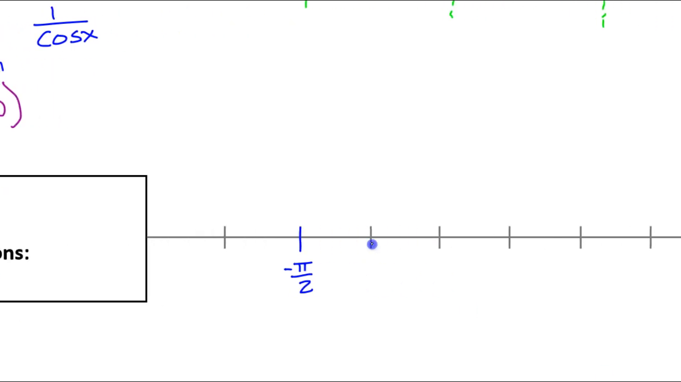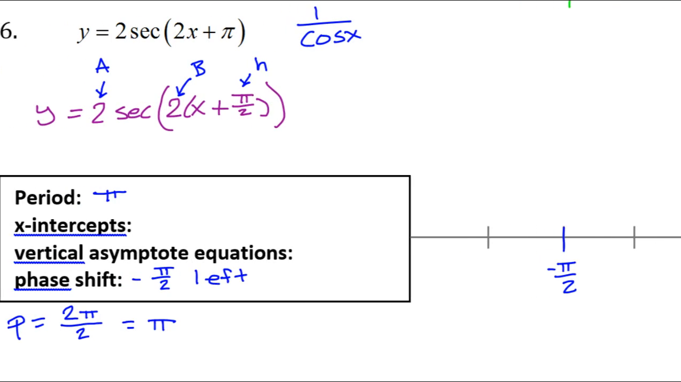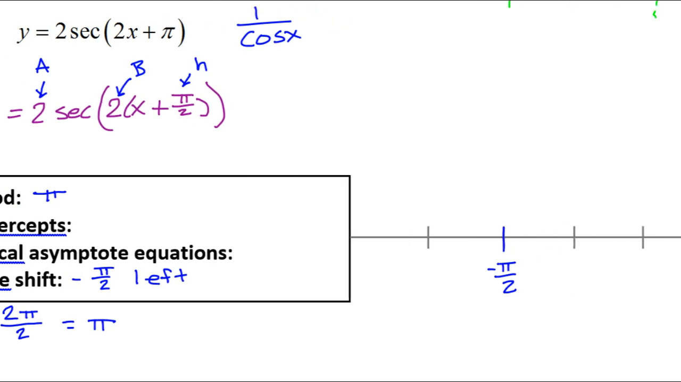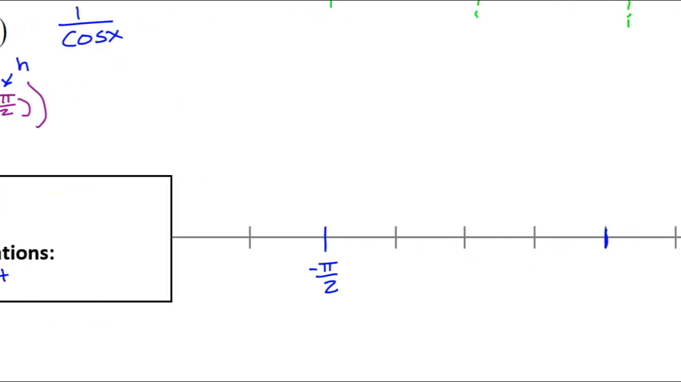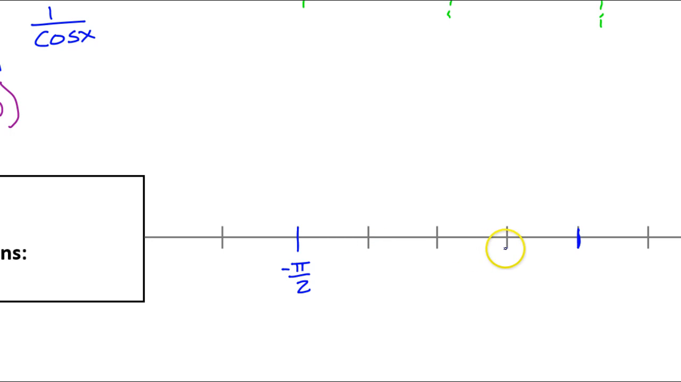Okay, so if I count over 4 places, that should be the end of the period. So 1, 2, 3, 4. This should be the end of the period. Now I need all the x values between here and here. So for me, the easiest way to do that is to realize that each one of these marks represents 1/4 of the period. In other words, a quarter period.